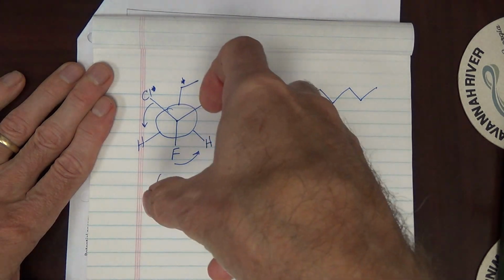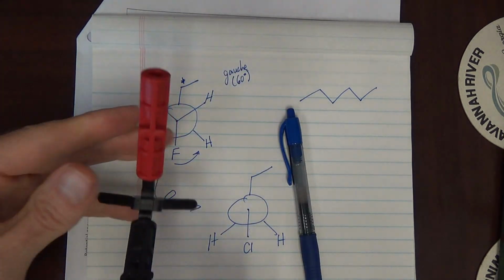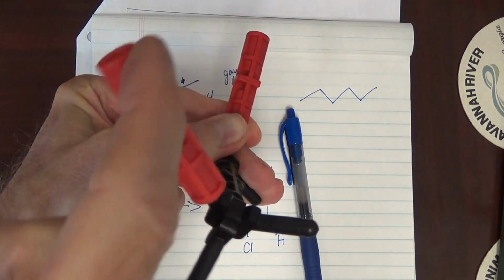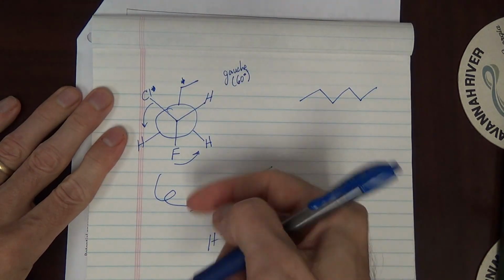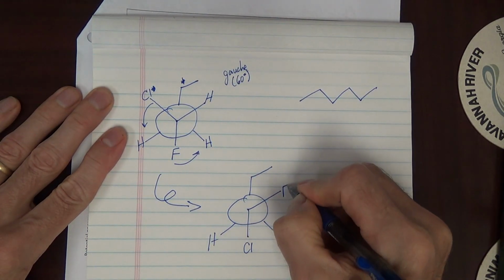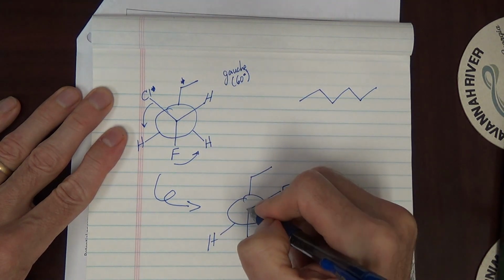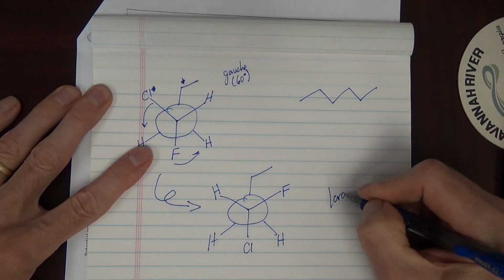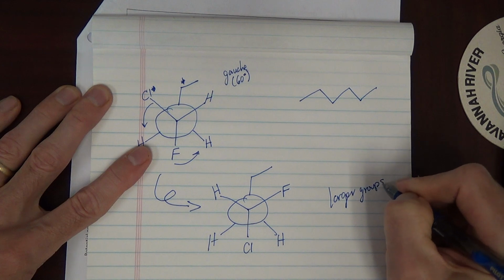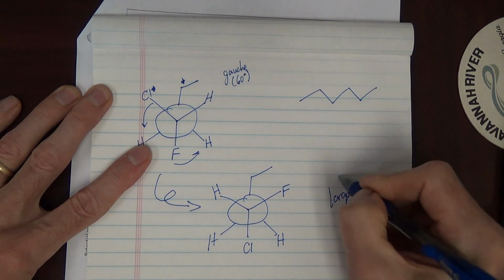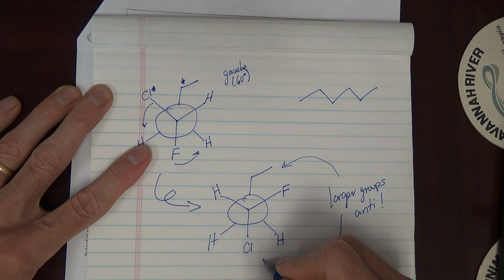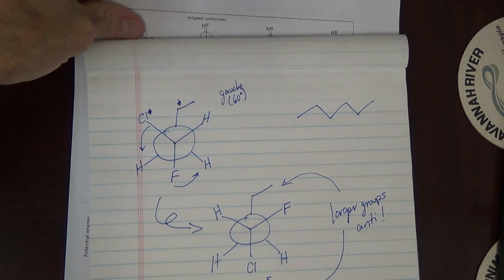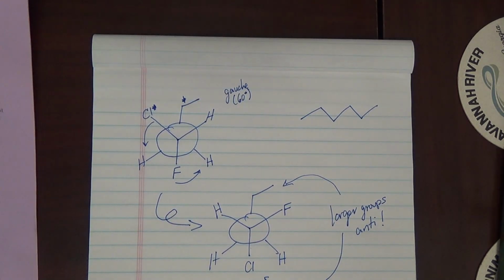I just took this and here, the chlorine is now straight down. And the other groups, they just turn. The F moves here, and the H moves here. And now we have the larger groups anti: the ethyl and the chlorine. And that is what we predict to be the best conformation of this compound.